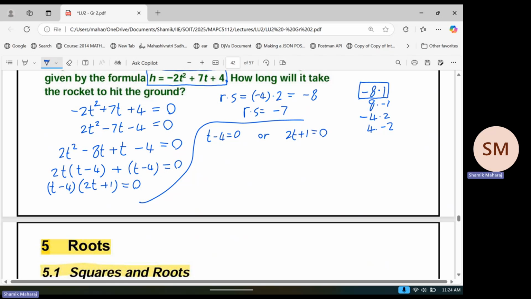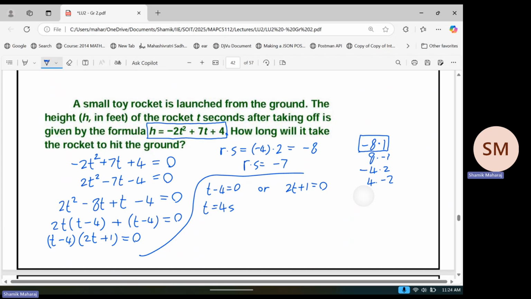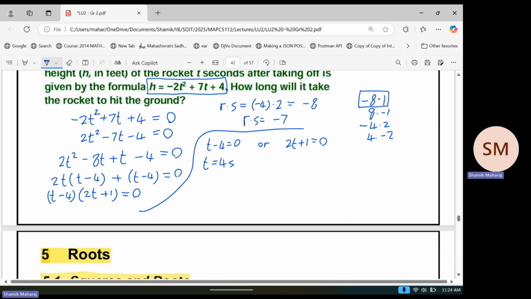So on the left, I will write this as t is equal to 4 seconds, right? We're working with units of seconds. I think that's what they said. Yeah, okay. And on the right, we have 2t is equal to minus 1, or t is equal to minus a half seconds. Okay. So we got one more step here.